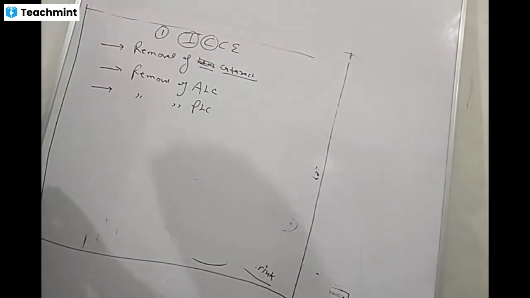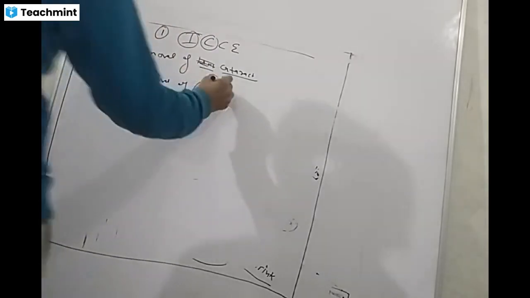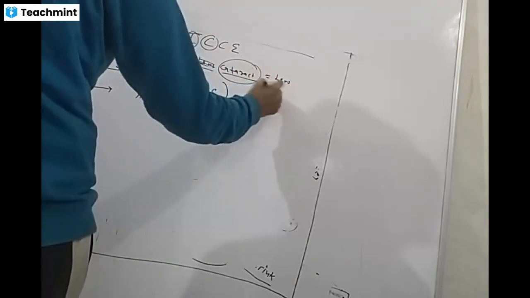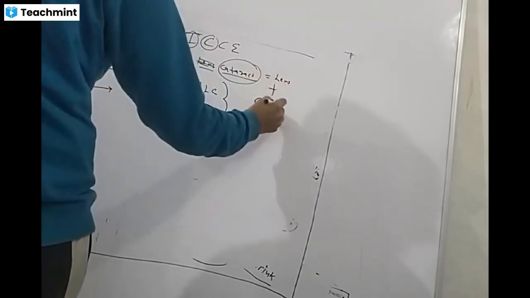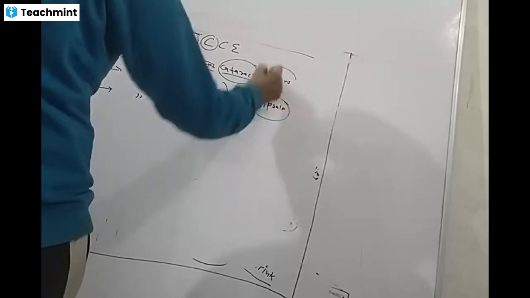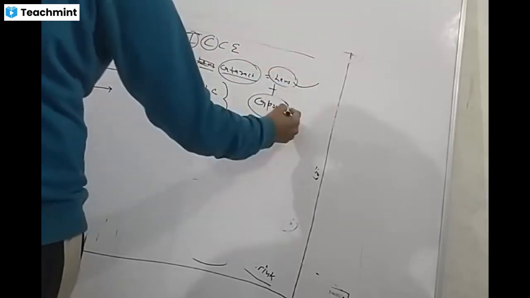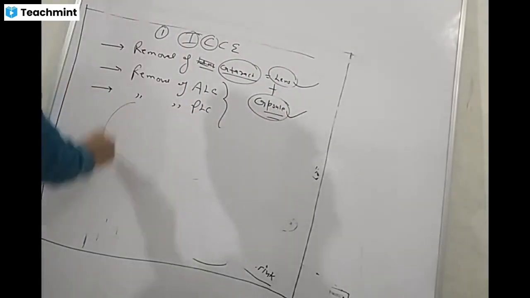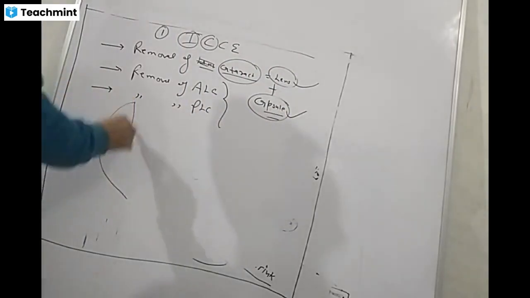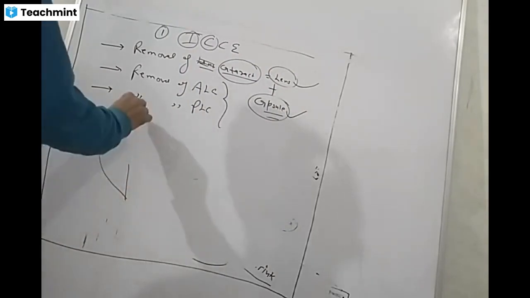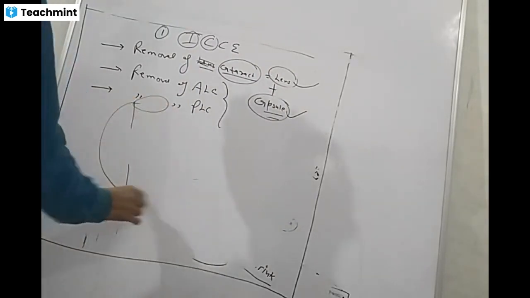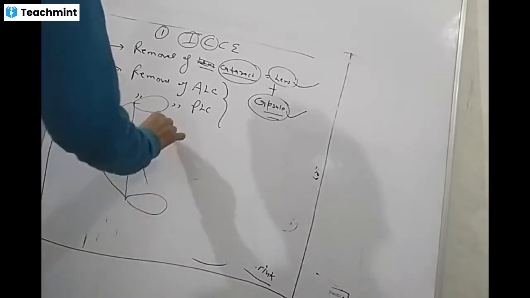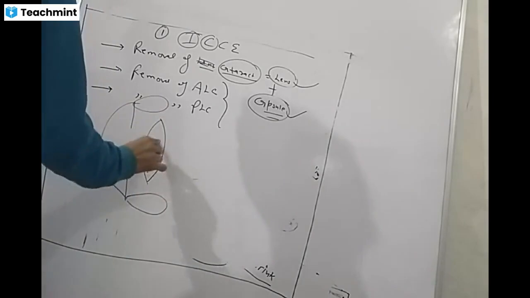Intracapsular. So not only the lens, its capsule is also removed. The lens is removed along with the capsule. This is your cornea, iris and ciliary body, and this is the lens and this is the cataract.